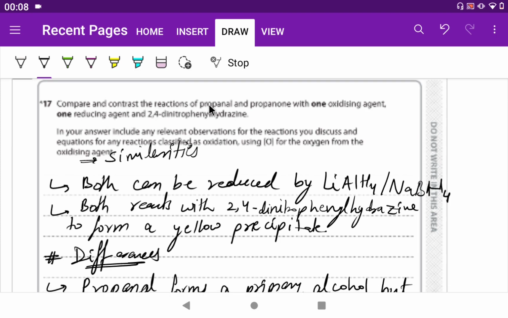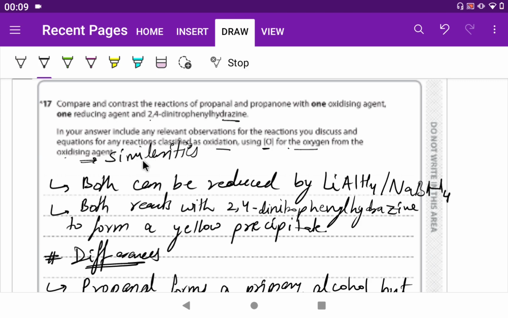Now question 17. Compare and contrast the reaction of propanol and propanone with one oxidizing agent, one reducing agent, and 2,4-dinitrophenylhydrazine. In your answer, include any relevant observations for the reactions you discuss, and an equation for any reactions classified as oxidation, using [O] for the oxygen from the oxidizing agent.